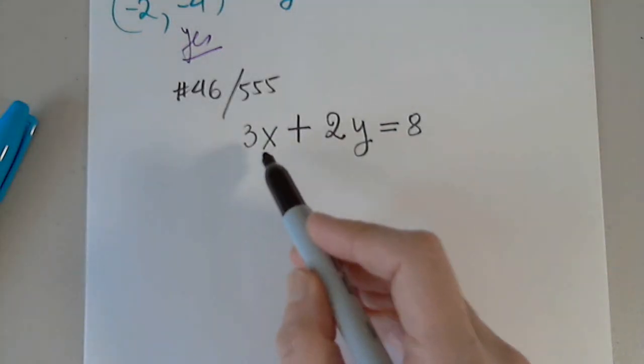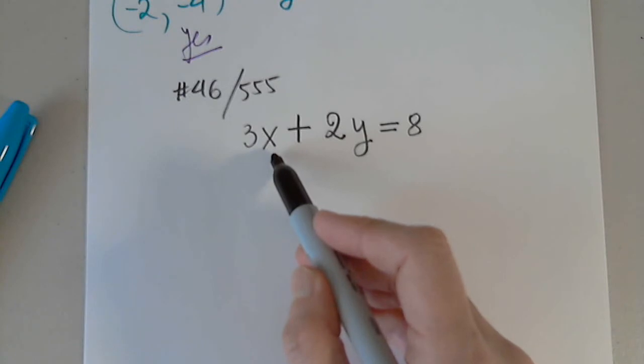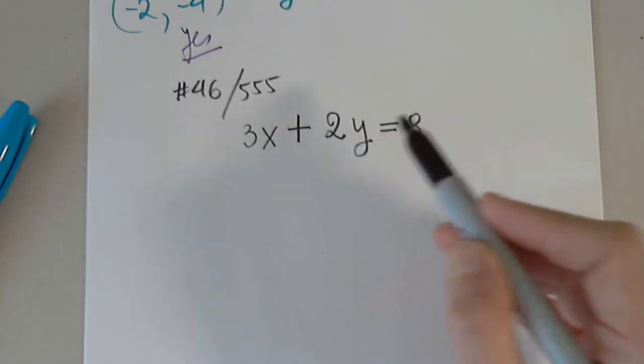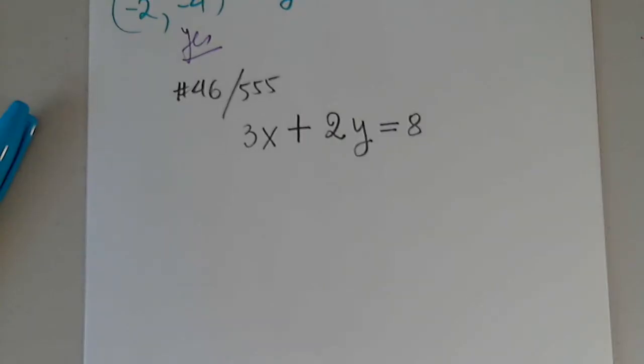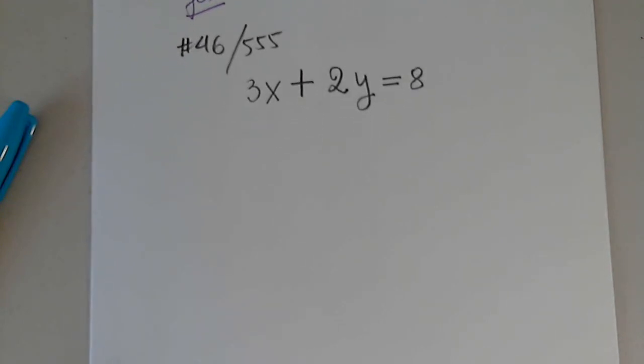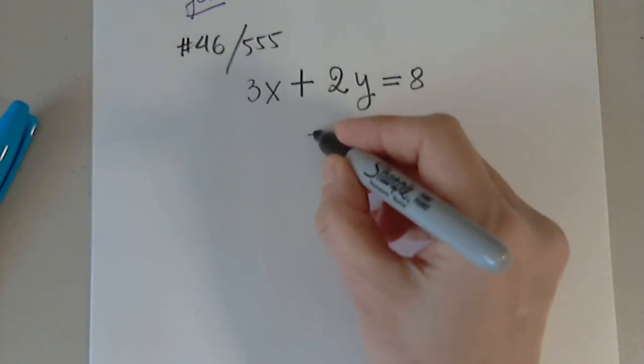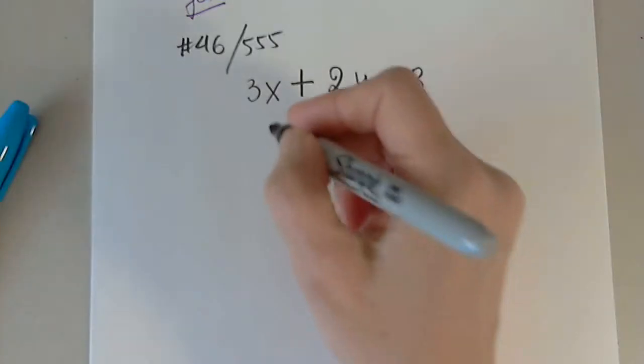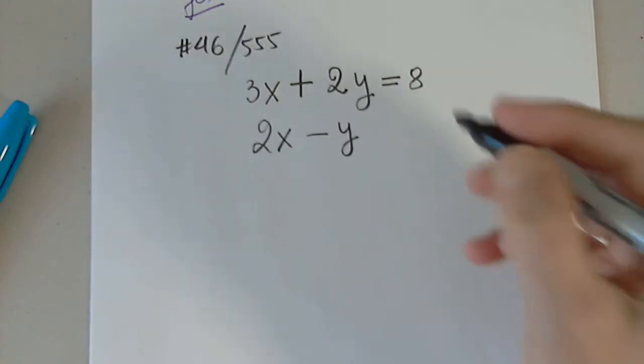...of 3 times a first number and twice a second number is 8. If the second number is subtracted from twice the first number, the result is 3. Can anyone help with this? If the second number is subtracted from 2x, minus y. Very good. The result is 3. Excellent.